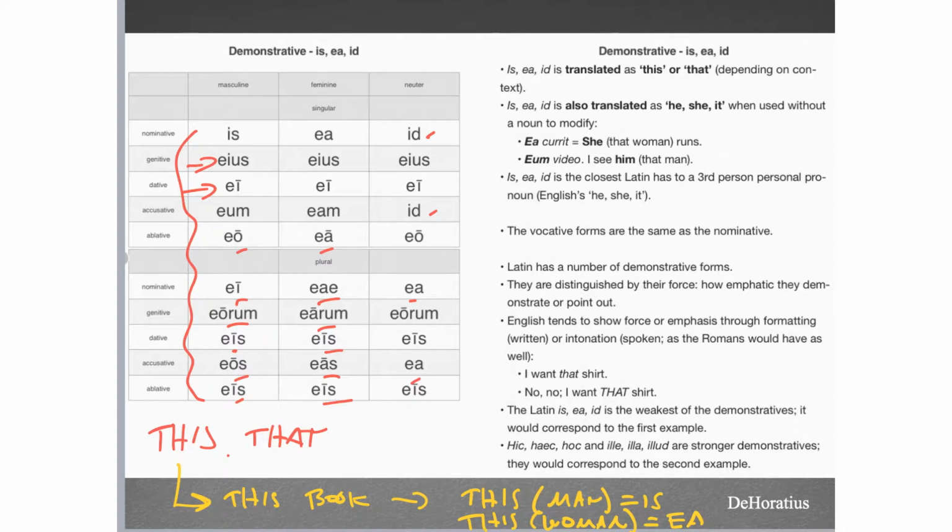All right? They're translated just the same, right? So to this man, right? Ei. Dative singular, right? Technically, that could be to this woman as well. So again, they're going to be used oftentimes, not all the time, without nouns to modify, and then you supply it. And you can see some examples here, right? Ea currit. She runs. Ea really means that woman, but we'd more commonly, more easily say she. Eam video. I see him, right? Eam really means that man, but we'd more commonly just say him. So is, ea, id is the closest Latin gets to a third-person pronoun, but strictly speaking, it is not a third-person pronoun.